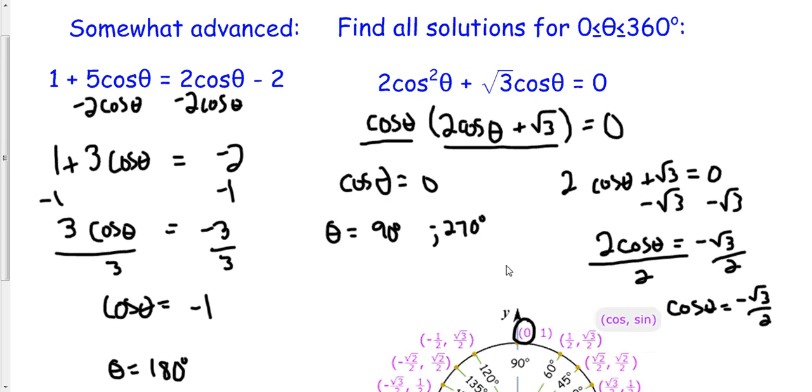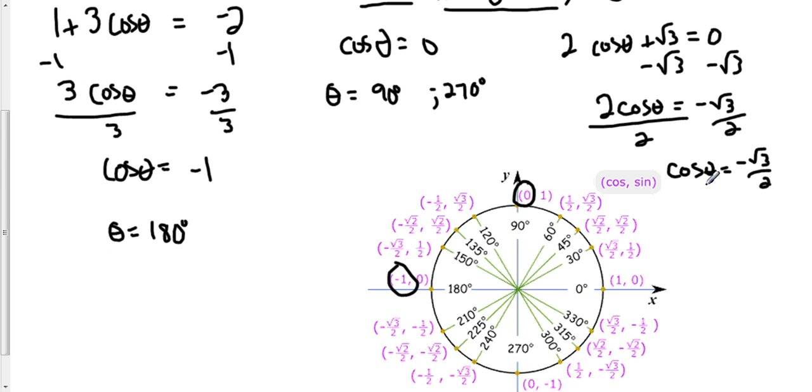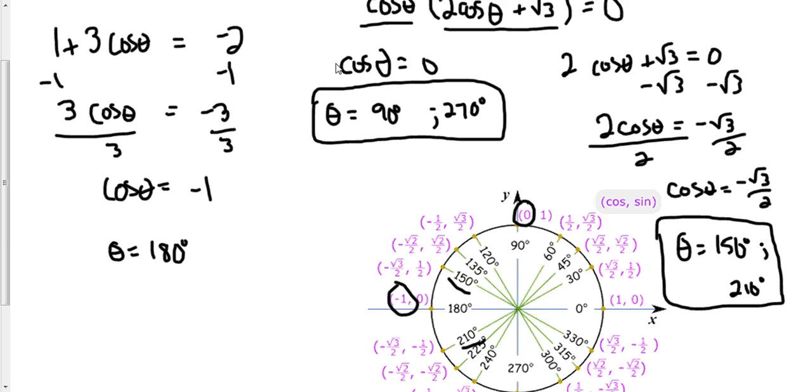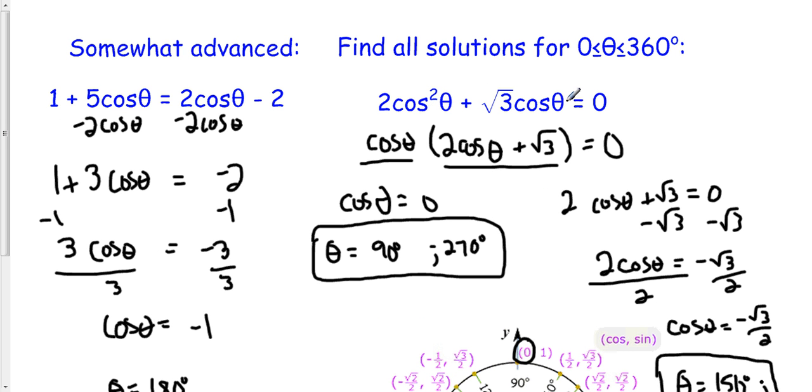So let's take a peek at our unit circle. When is cosine negative root 3 over 2? So when is the x negative root 3 over 2? Looks like at 150 and at 210. So here theta is 150 or it's 210. So in this case, there are 4 possible answers: 90, 270, 150, and 210 that will make this expression true. Alright, so that's it for this lesson on solving trig equations.